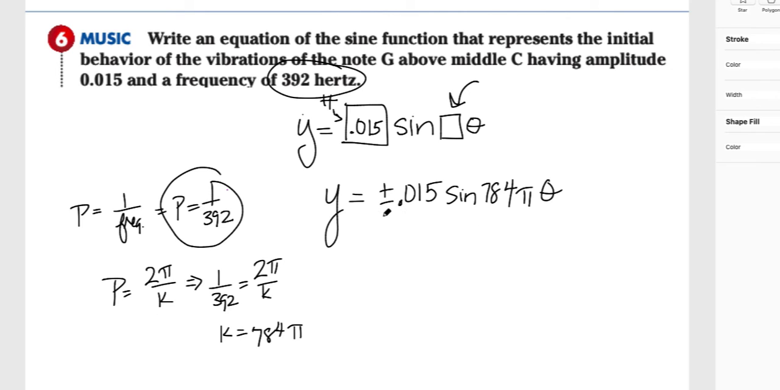All right, and let's see, vibrations of note in the middle C. Okay, so that's what I'm going to go with. I'm going to leave the plus or minus. I'm not quite sure. I think that's good enough though. I think it just depends on where the graph is, and maybe there's a picture of the graph in the textbook. Hold on, let's find that out.